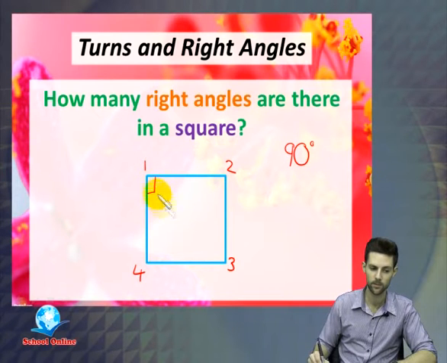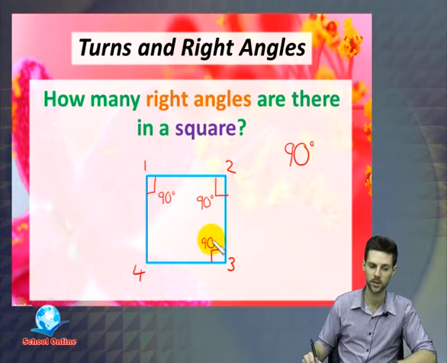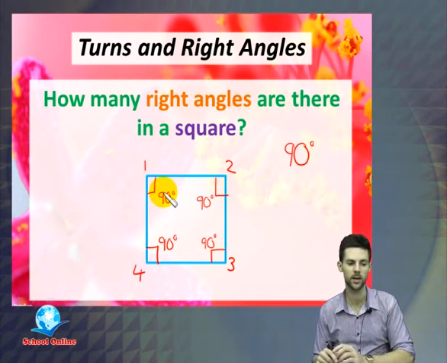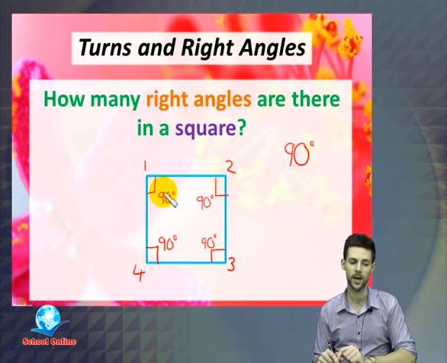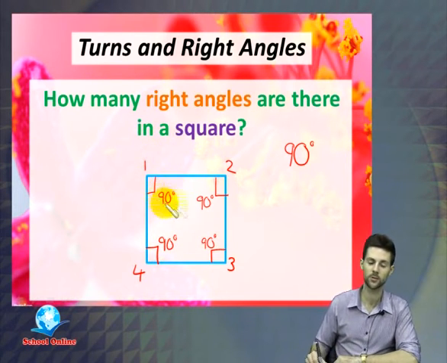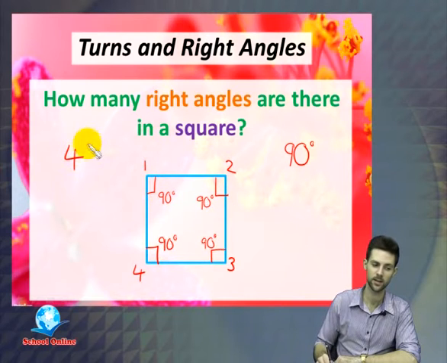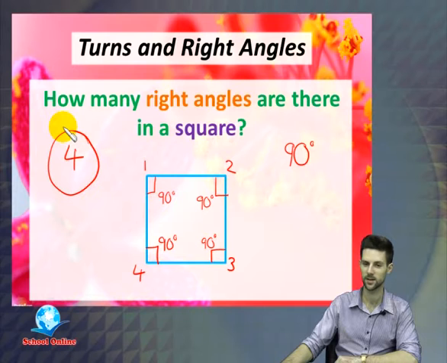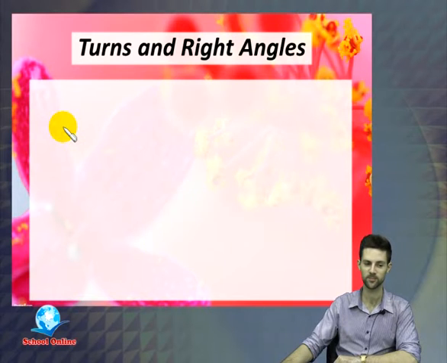Well, we have 1 here, 90 degrees. 2, 90 degrees. We have a third one, 90 degrees. And another one, 90 degrees. So how many right angles are there in a square? 4 right angles. So we have 4 lots of 90 degrees. So again, the answer is 4. Did you get the right answer? I hope so. Well done.